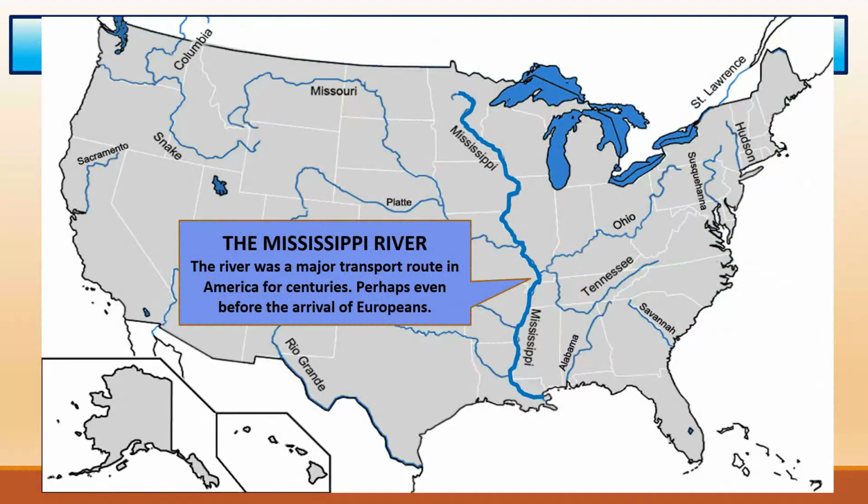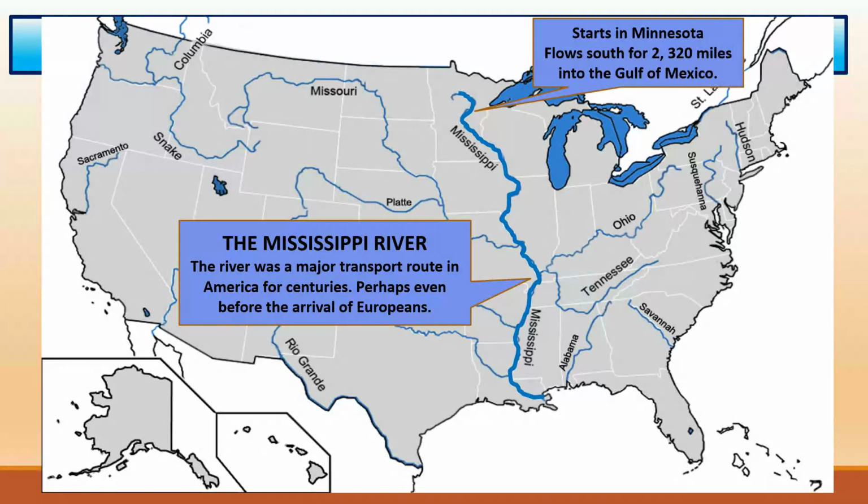And this is a critical river in the early development of the United States. The river was a major transport route in America for centuries, perhaps even before the arrival of Europeans. It's a good chance many Native American cultures prior to the arrival, the pre-Columbian cultures, actually used this river as well. It starts in Minnesota and flows nearly 2,320 miles into the Gulf of Mexico.